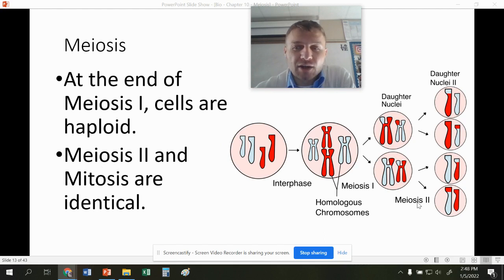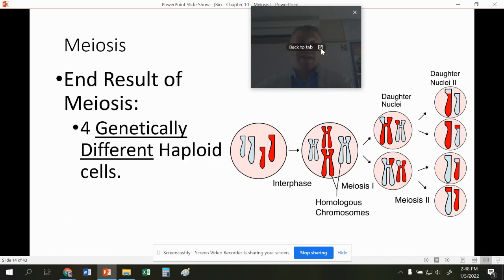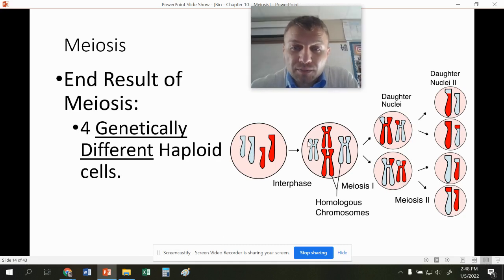But I always like to say meiosis 2 and mitosis are identical. So there's nothing different between meiosis 2 and mitosis, basically. There are some small differences, but we don't really go over that in this class. The end result, though, of meiosis is 4 genetically different cells. You can see here, this cell is now going to split twice, and each one of these cells is genetically different. This is what creates genetically different offspring in humans and any sexually reproducing organism.